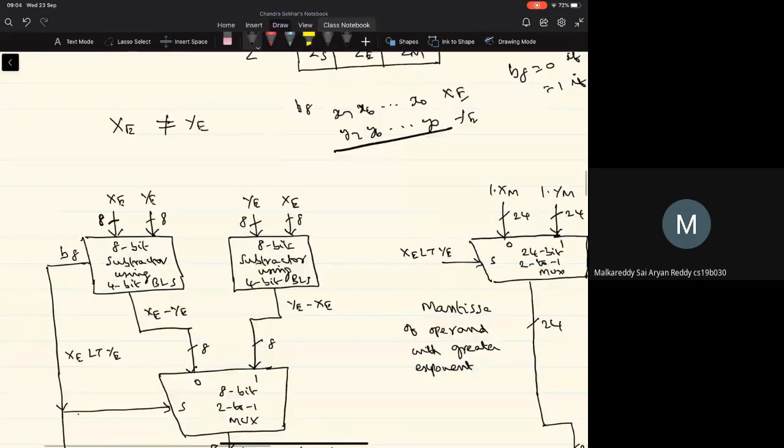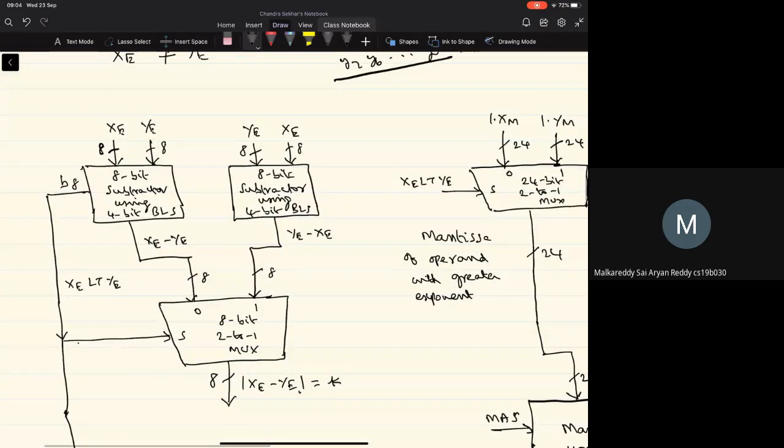And the first thing that we need to do is compare the two exponents and determine which of them is the larger exponent, and also we need the absolute difference between the exponents, because that is the number of bits by which we have to shift the mantissa of the number with the smaller exponent. So yesterday in the class we have seen we'll have two subtractors acting in parallel, but the two subtractors get the two exponents in different orders, right? The first subtractor subtracts ye from xe, whereas in the second subtractor we are subtracting xe from ye.